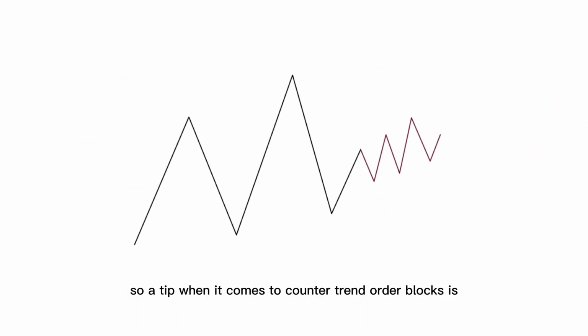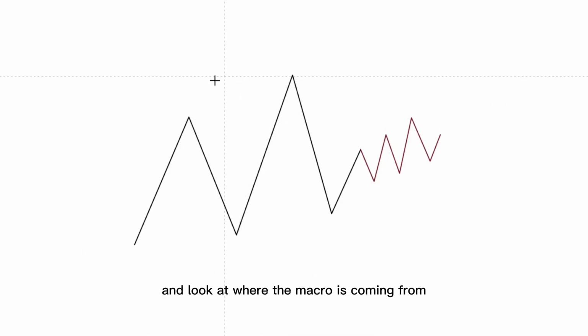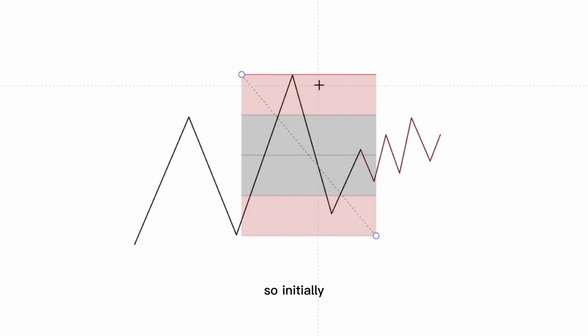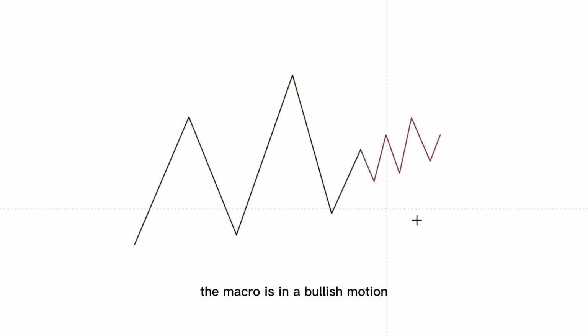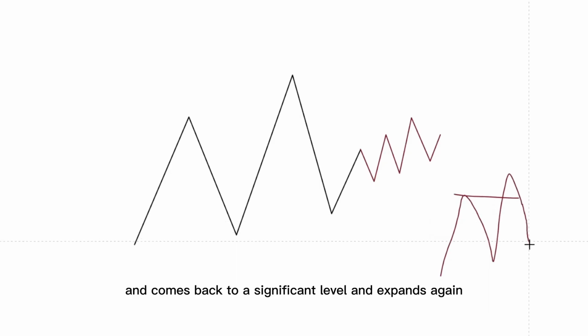So a tip when it comes to counter trend order blocks is you want to make sure you're looking at the macro again. So here, as you can see, the black would be our macro, and look at where the macro is coming from. The macro is coming from our discount. So initially, the macro is in a bullish motion. So it's breaking structure, comes back into the range, and comes back to a significant level and expands again.